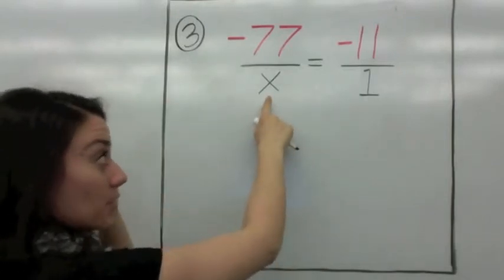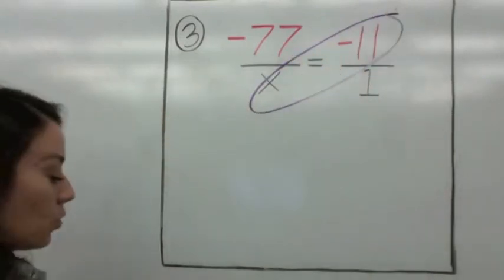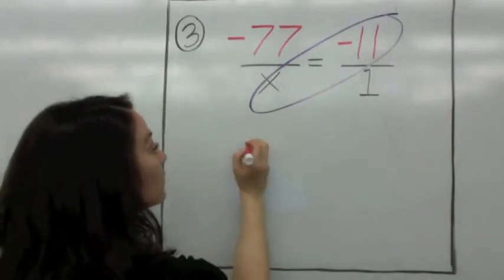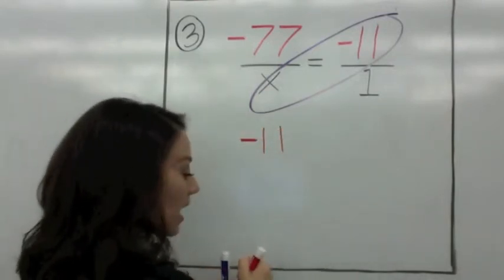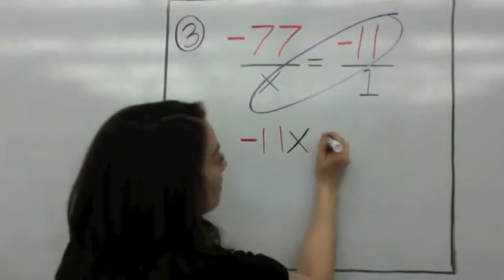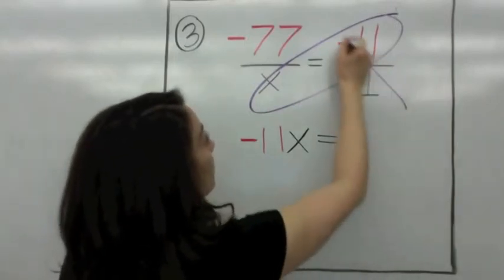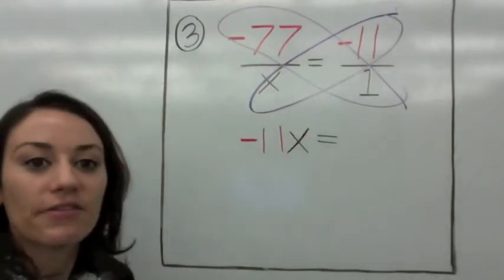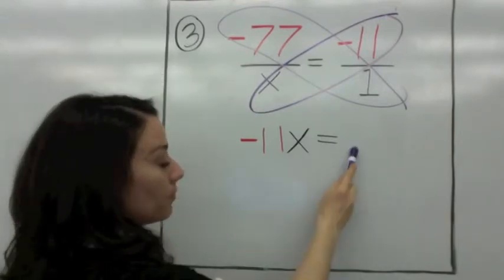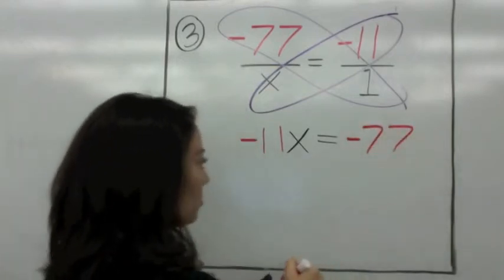Okay, let's do that. Start with this x. You have negative 11 times x. So what is negative 11 times x? You're going to put negative 11 and x together because now they are touching. They are married. All right, now you have next cross multiplying negative 77 times 1. Negative 77 times 1 is what? It is just that number again. It's negative 77. Very good.